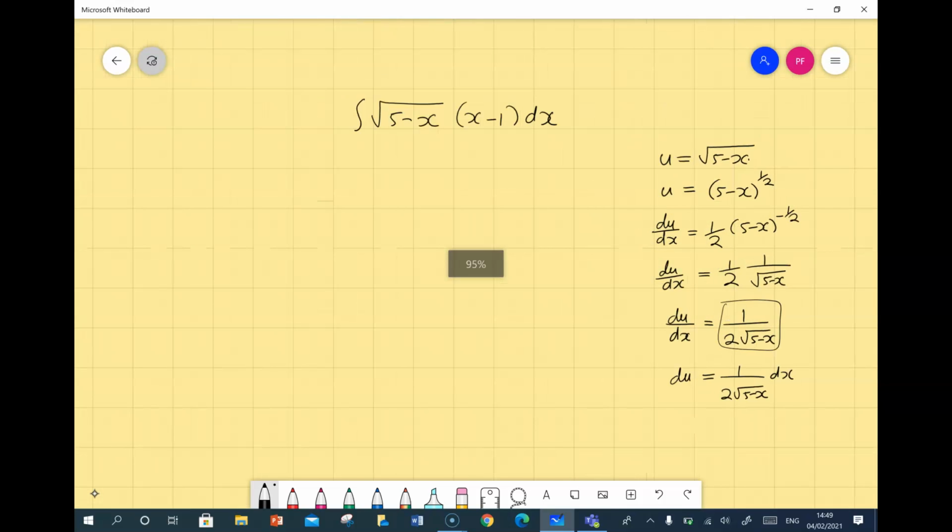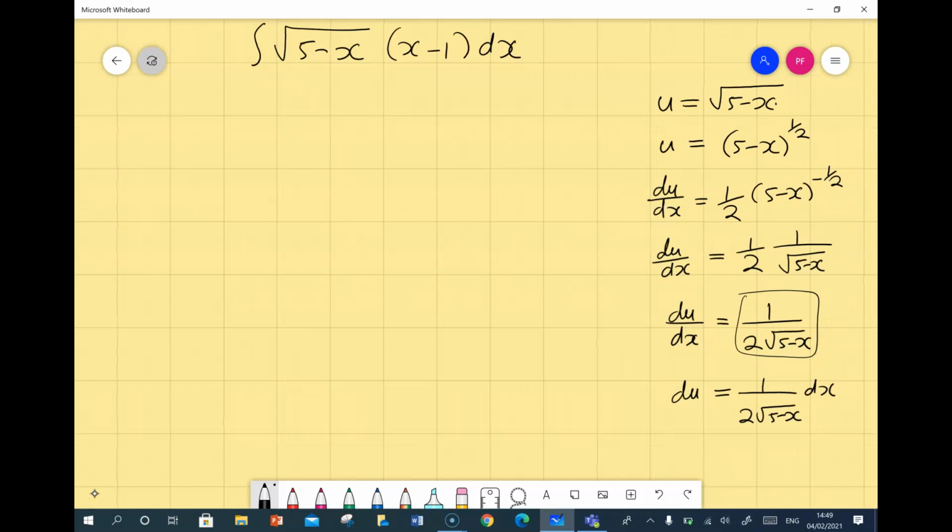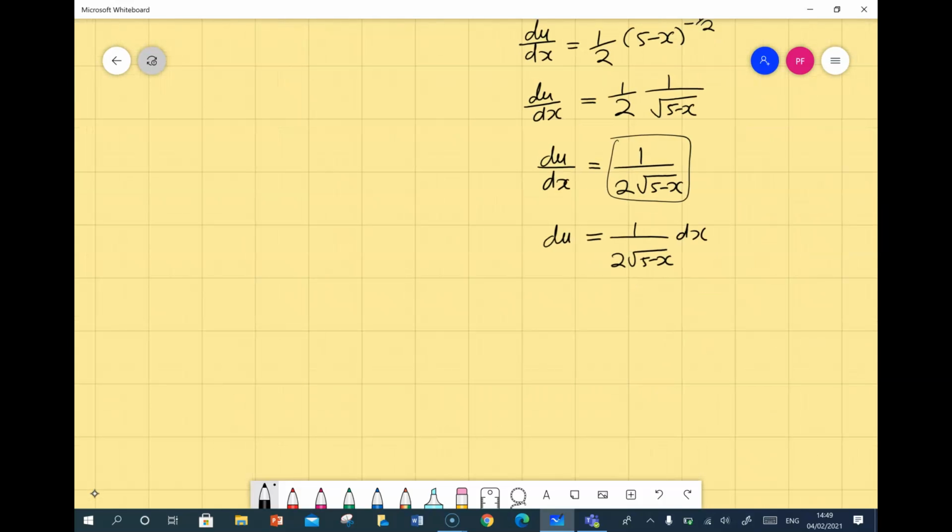Now again, I have no 2's underneath the line. My square root of 5 minus x is not underneath the line, so I have to play with this more to be able to do my substitution. I'm going to bring my 2 times the square root of 5 minus x over. So this is a tricky integral, dx.